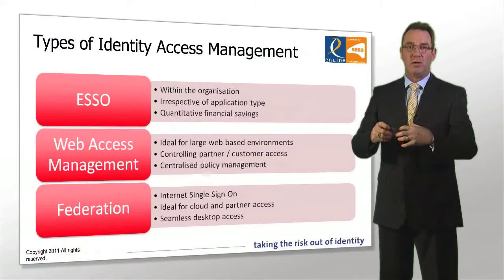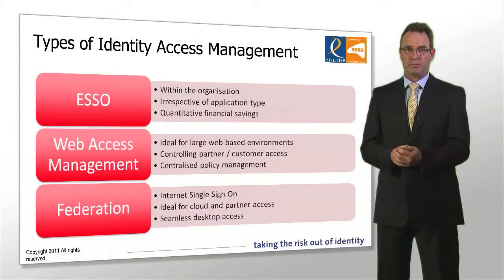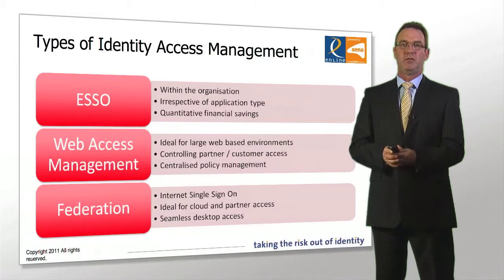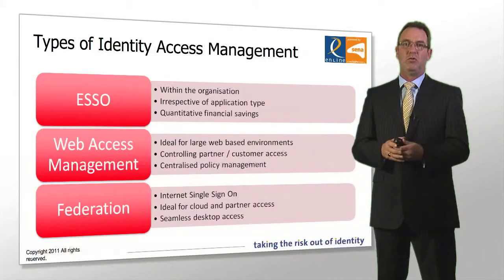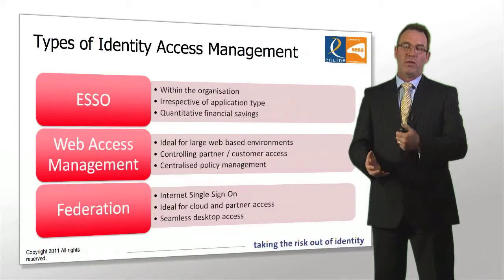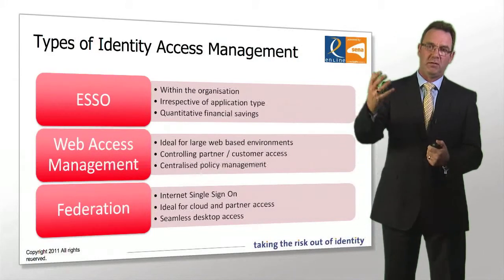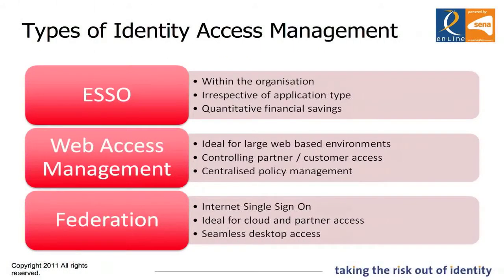With access management, there is no one size fits all. If we look at the three different types, first off, let's take enterprise single sign-on. Primarily it's used within an organisation, whether you want to access a green screen application, a client server application, or the latest Java-based technology that you've deployed. One of the great things about enterprise single sign-on is, as well as providing seamless access for the users, you can get a quantitative financial saving from it through reduced help desk calls and improved efficiencies.